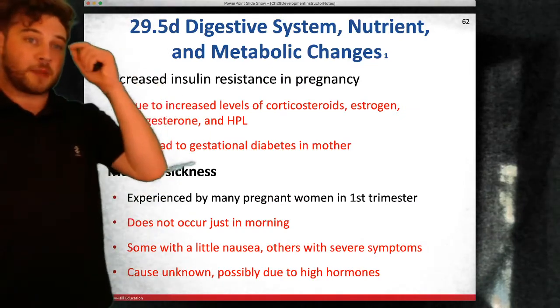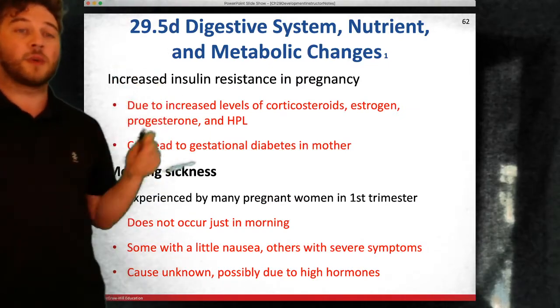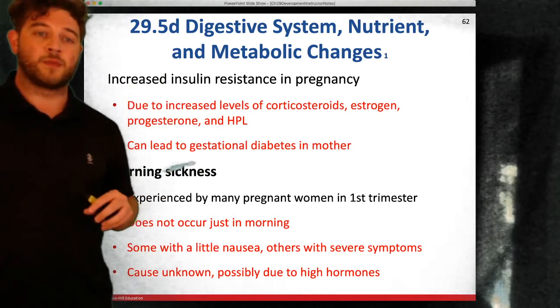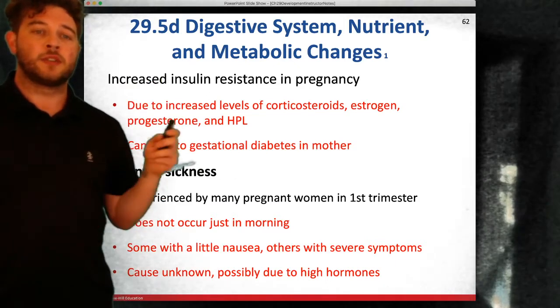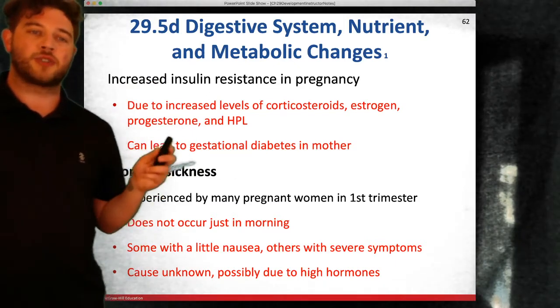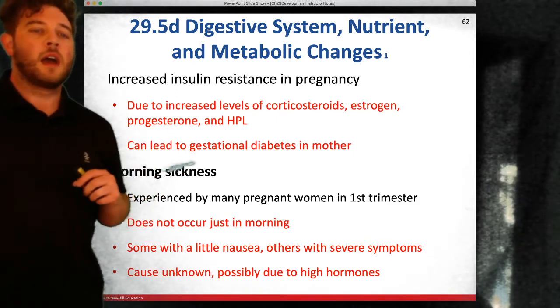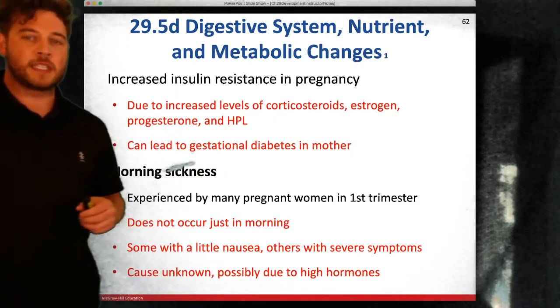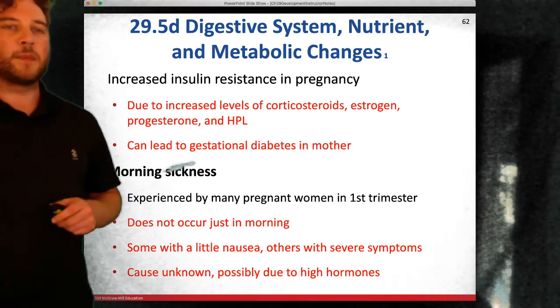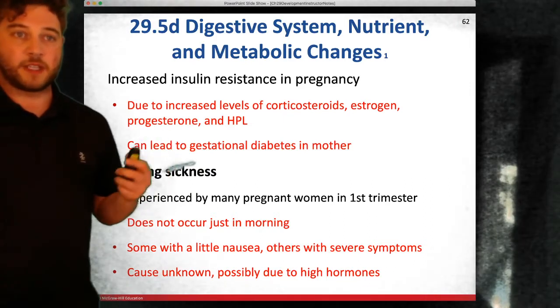Digestive system, nutrient, and metabolic changes through pregnancy. So we already said that increased insulin resistance occurs during pregnancy due to increased levels of corticosteroids, estrogen, progesterone, and human placental lactogen. It can lead to gestational diabetes in the mother because you have these decreased sensitivity to insulin.